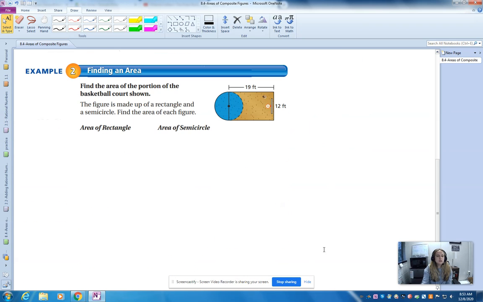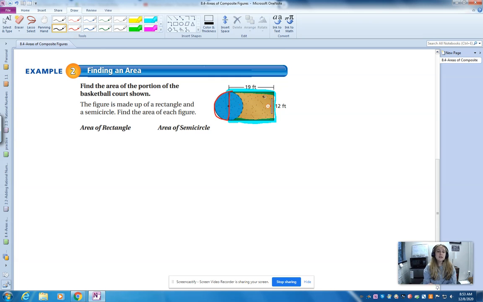Let's scroll down to example 2, finding an area. We want to find the area of the portion of the basketball court that is shown. The figure is made up of a rectangle and a semicircle. Let me help you see that. The rectangle is right here. I know it looks like a full circle, but you have this full rectangle, and then you have this semicircle, which is from here to here. Truly half of that circle is in the rectangle.